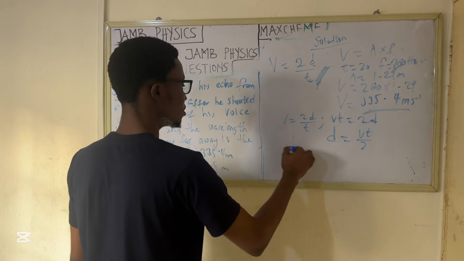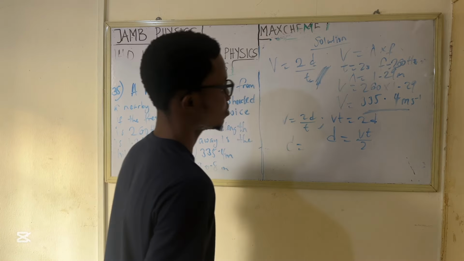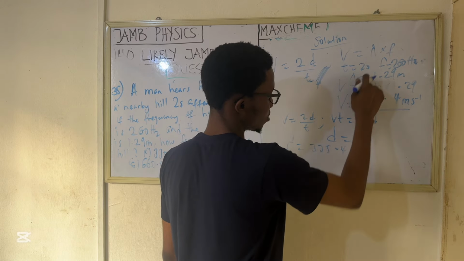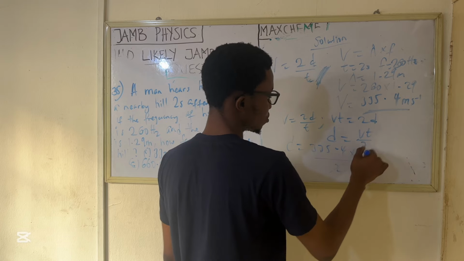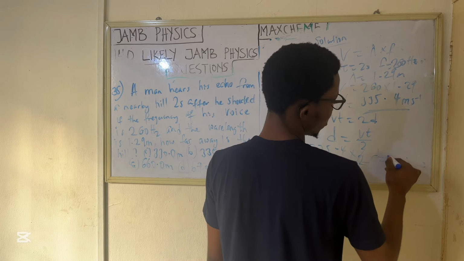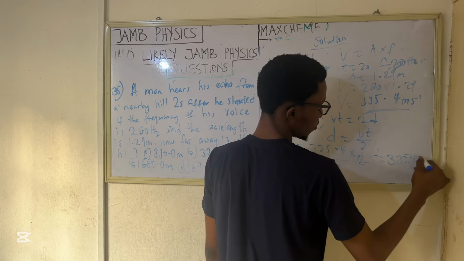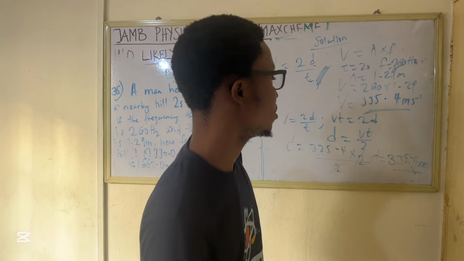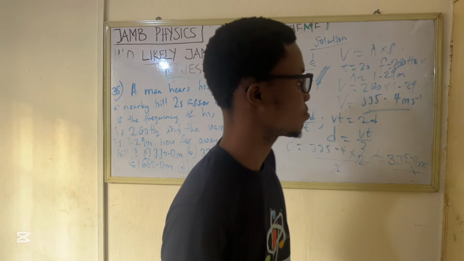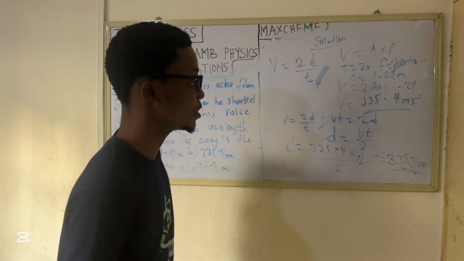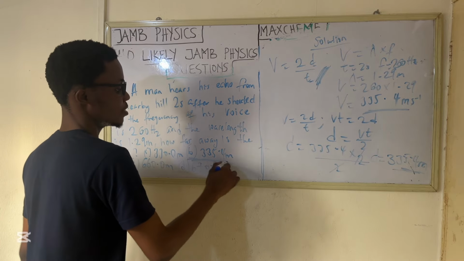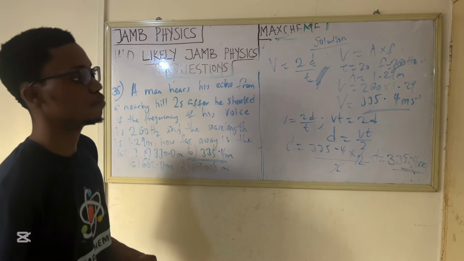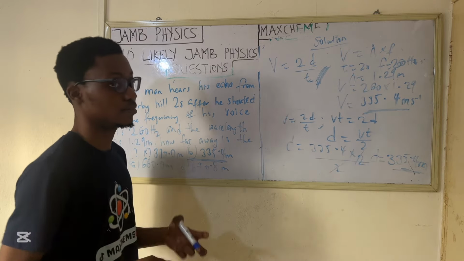So in this case, D, which is the distance of the hill, will be velocity 335.4 times the time, which is 2 seconds, over 2. So 2 cancels 2. We have the distance to be 335.4 meters. That is the distance of the hill from the man. The answer to this is option D, 335.4 meters.